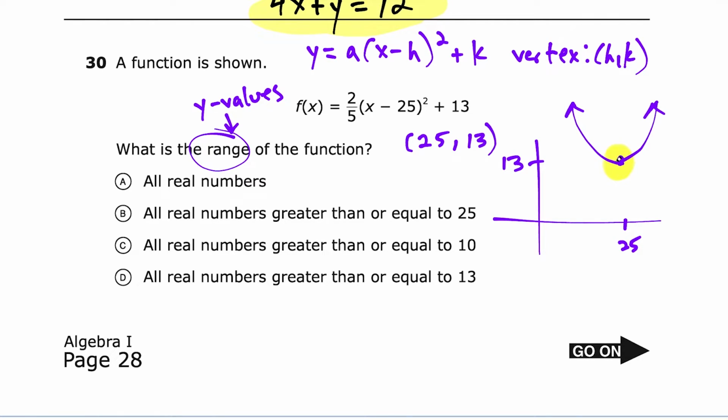So that's going to give us a minimum value. So the minimum value here is at y equals 13. So all of our y values on this graph are going to be greater than or equal to 13. So now I just scan the answer choices and we can see choice D is our answer. All real numbers greater than or equal to 13 is going to be our range.